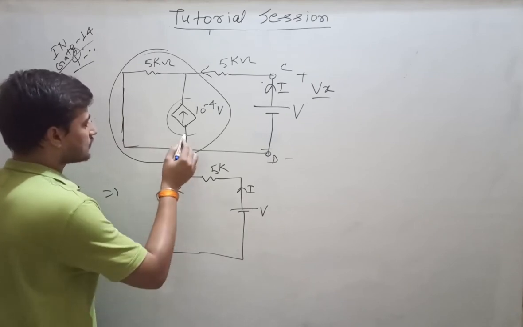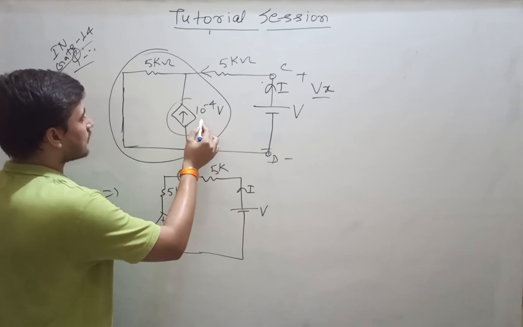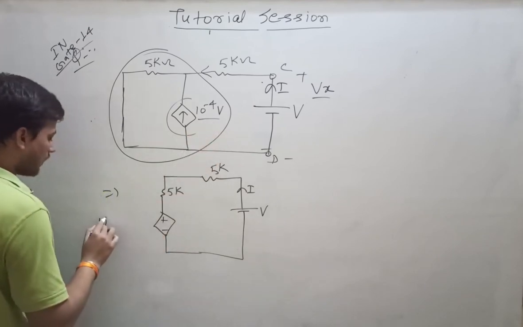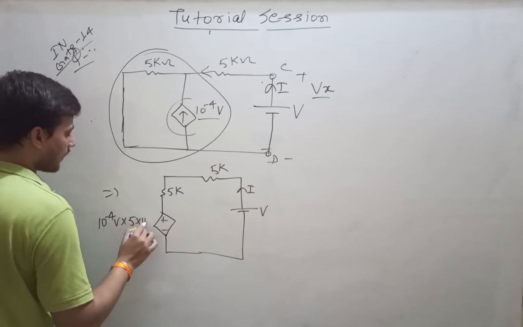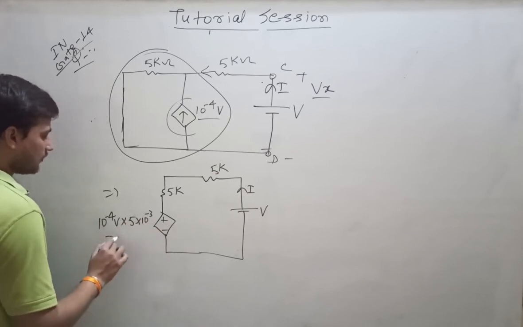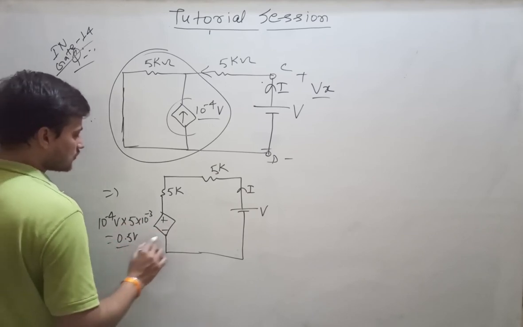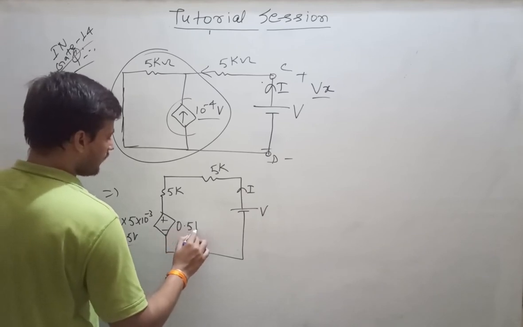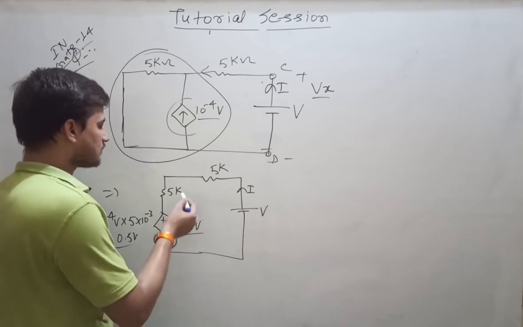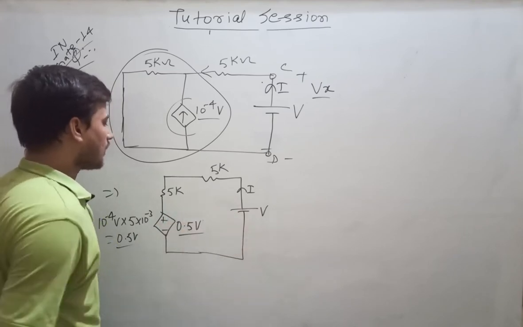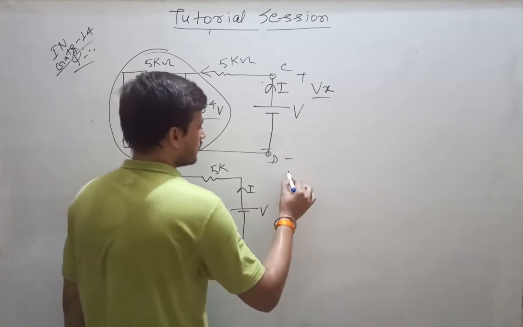Now what will happen to this one? 10 to the power minus 4V into 5K, that is 5 into 10 to the power minus 3. That means it will be equal to 0.5V. So the potential will be 0.5V. If this potential is 0.5V, next you can easily apply Kirchhoff's law to find the current I.